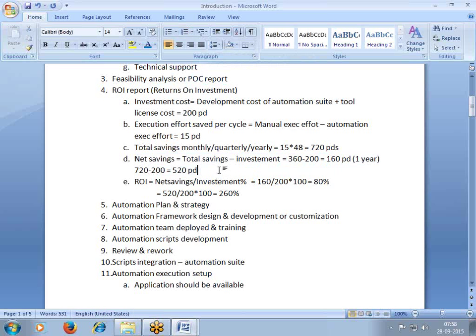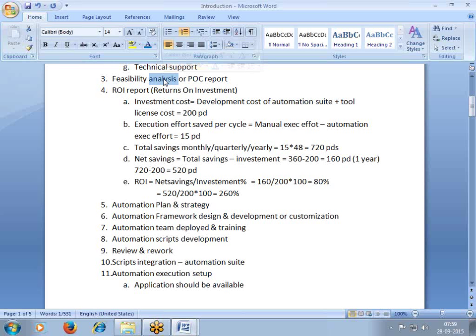That is a rough estimation. Not automation execution effort. See, here, in the feasibility analysis, we have automated some 10 test cases, right? We automated some 10 test cases. Okay. Then you will come to know what the estimation is.